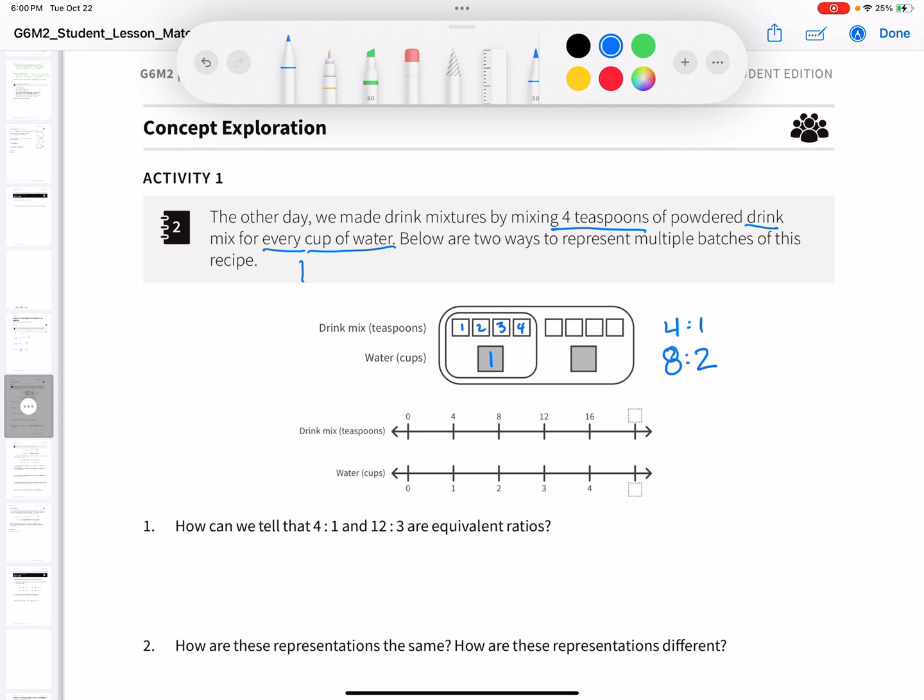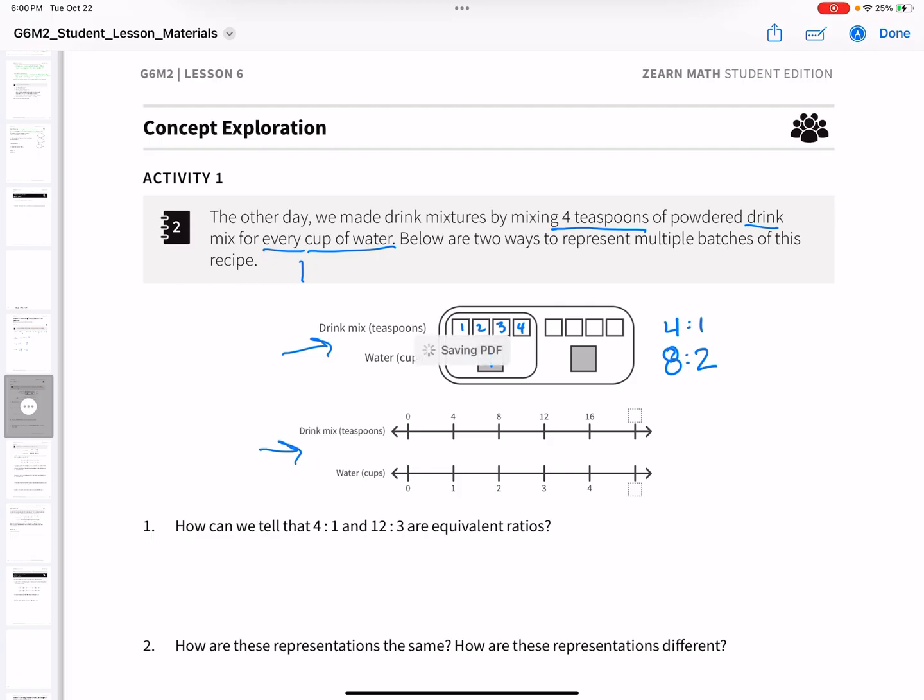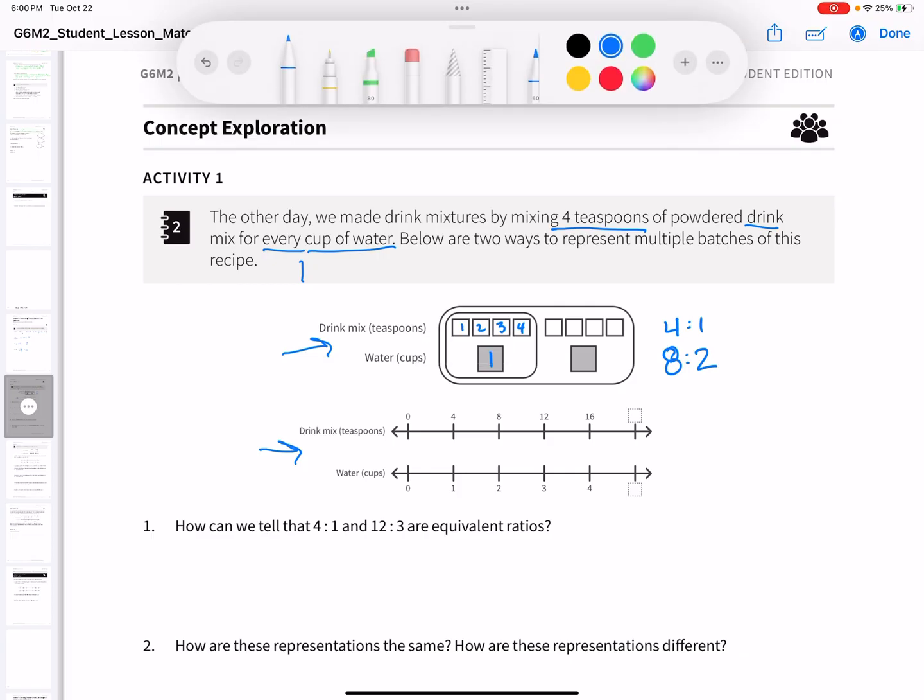Now, this is the diagram. This is the double number line. So you can see here we have drink mixes on the top. That's how many teaspoons go into the drink mix. And then we have the water on the bottom. So for every 4 teaspoons of drink mix, you have 1 cup. 8 teaspoons of drink mix, 2 cups, etc., etc. Okay?